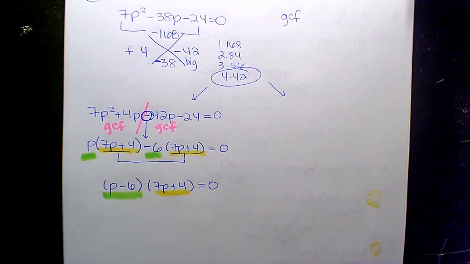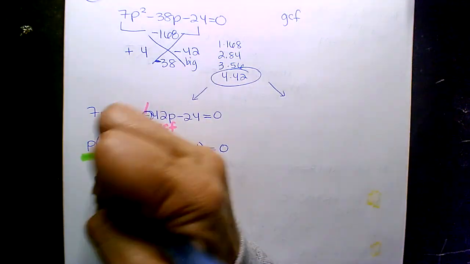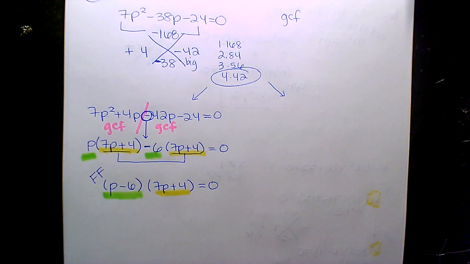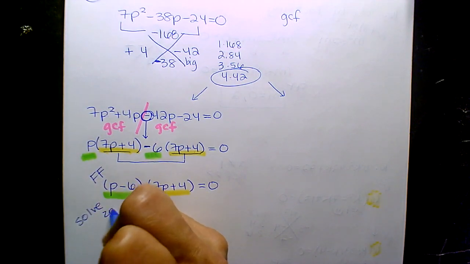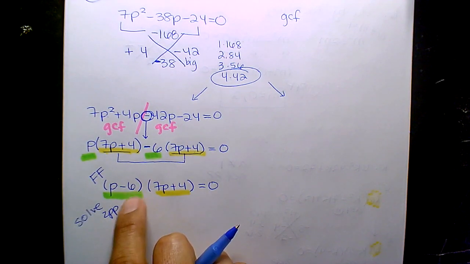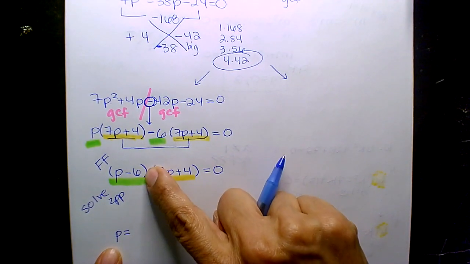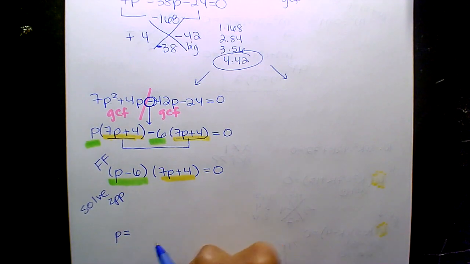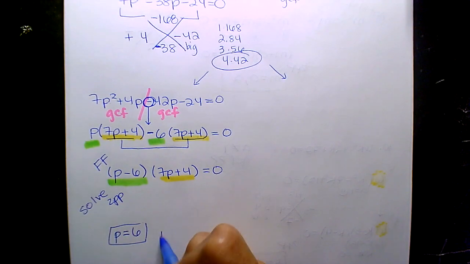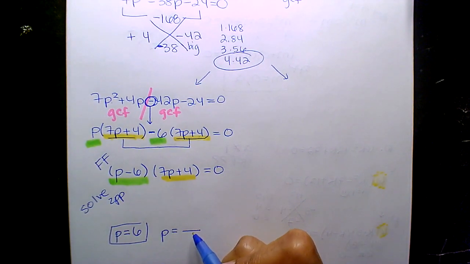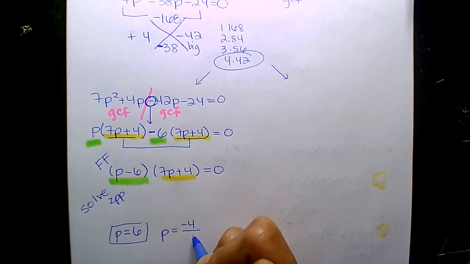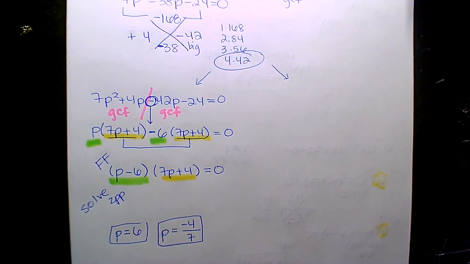Okay, so sorry. So that's in factored form. Okay, we're not done yet. I now have to solve, so I have the zero product property. Okay, so this is factor form. So now to solve, I have to use the zero product property, which means you set them equal to 0. But for those of you that figured out the shortcut, p is going to be equal to what? 6. And then what is this one going to be equal to? Negative 4 over 7.